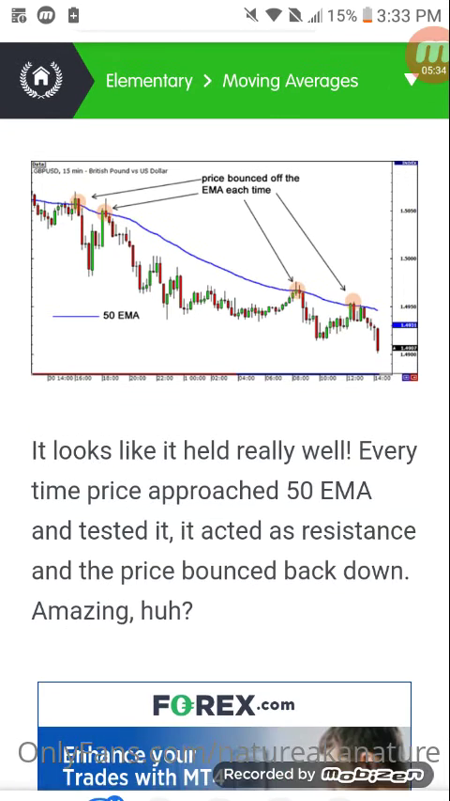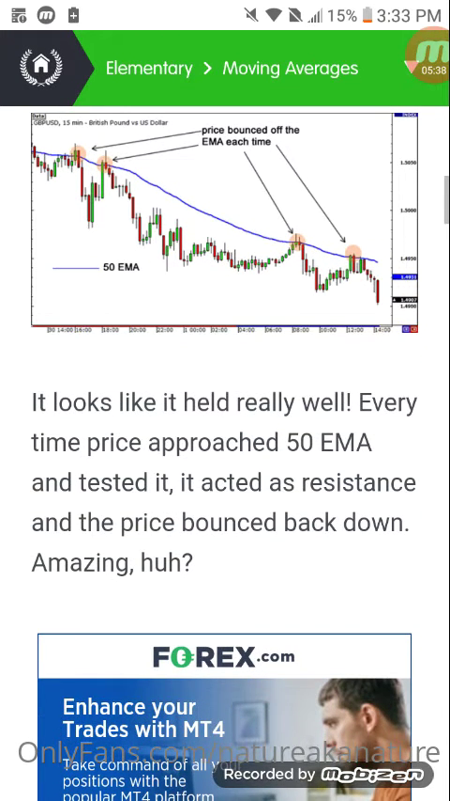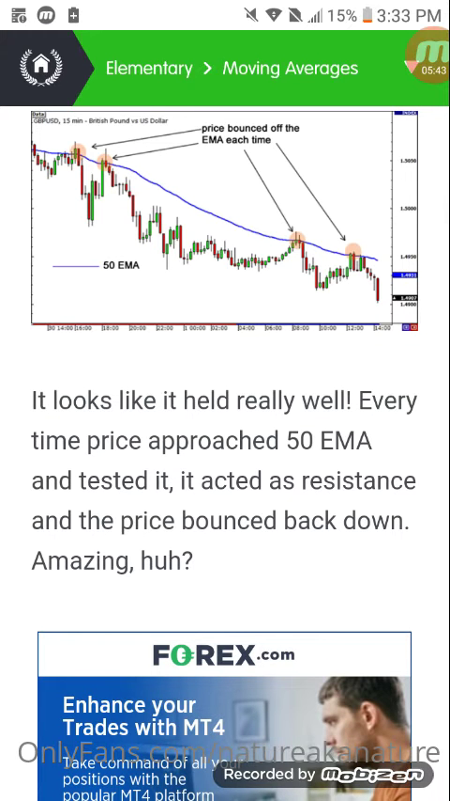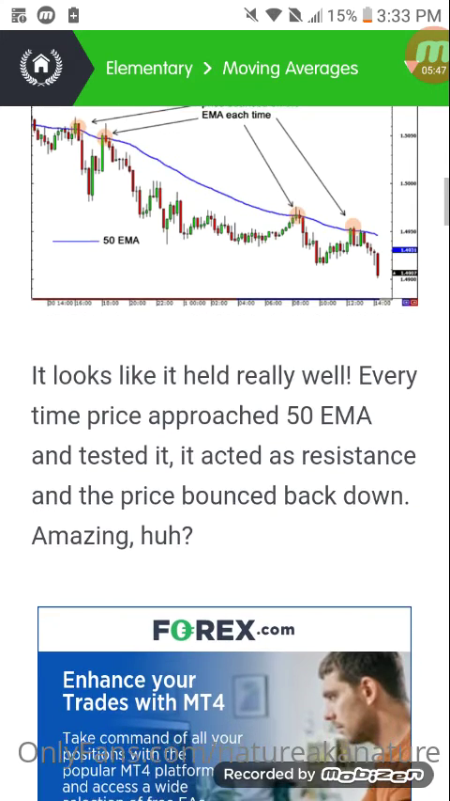So it tests the 50 EMA and bounces back down. It lets you know that every time price bounces off the 50 EMA, a strong resistance occurs and pushes price back down.